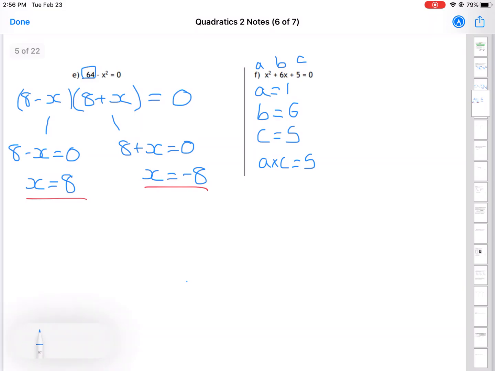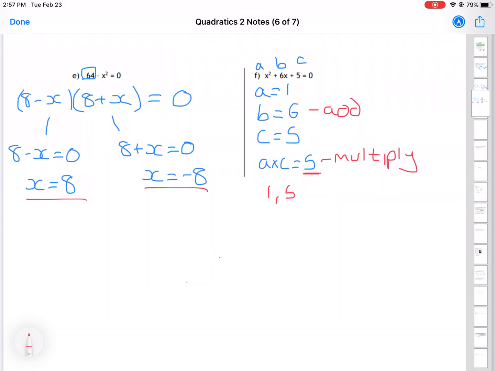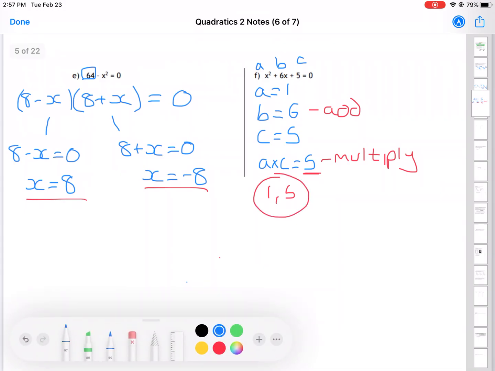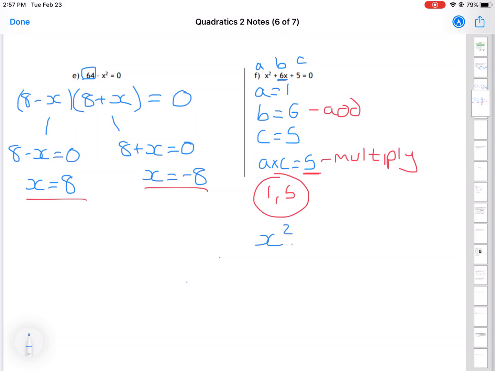So now I am looking for two numbers that multiply to give me 5 and add to give me 6. So think of the two numbers that multiply to give you 5. The only two there is 1 and 5, and those do add to give you 6. So we know it has to be 1 and 5. Okay. Therefore, we take the numbers 1 and 5 and we replace the 6x by both of those numbers with x's in front of them. So x squared plus x plus 5x plus 5.